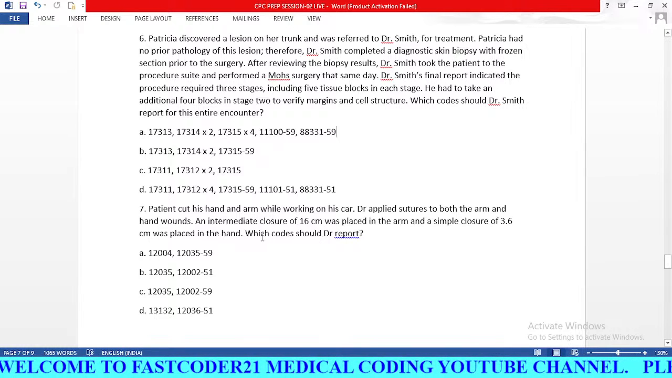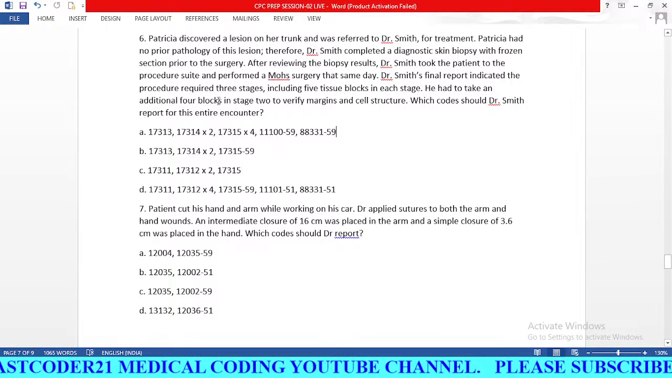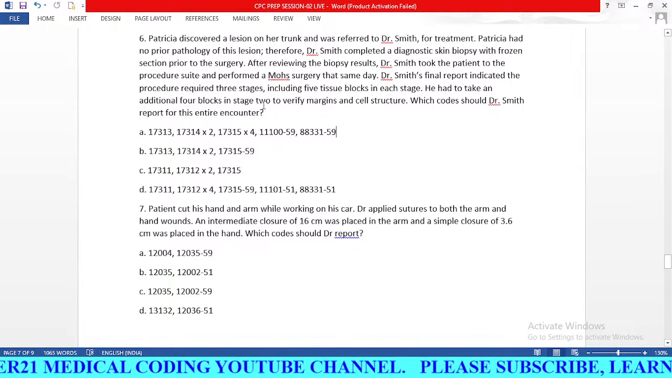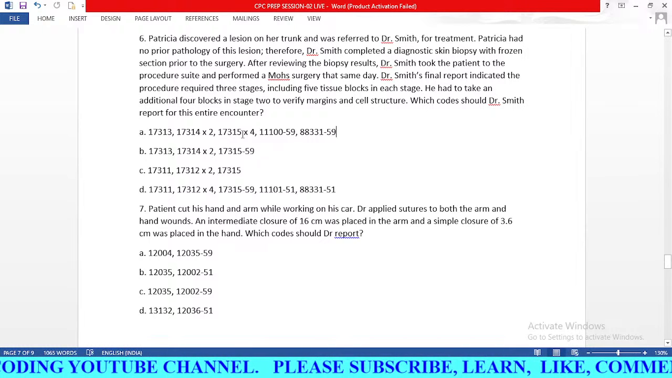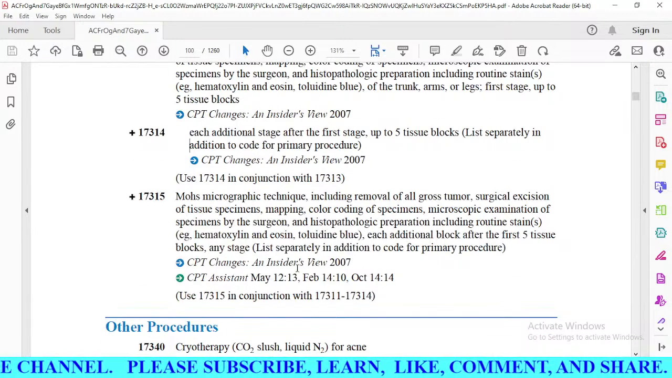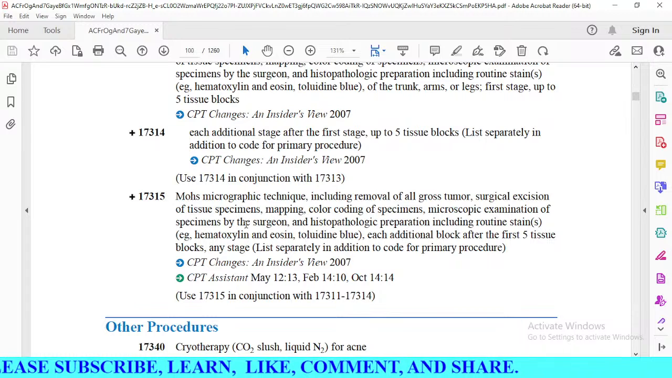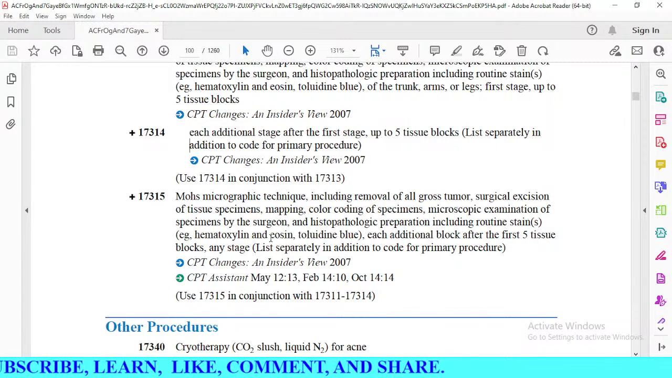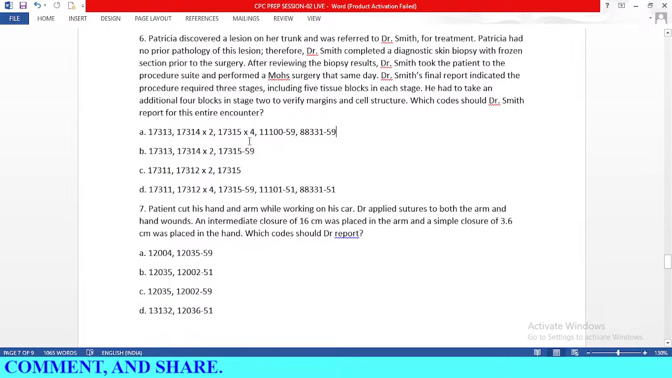So next we got 4 blocks in stage 2 to verify the margin. So we need to check 17315. Based on the code description, 17315 is for each additional stage after the first stage. So this is any stage and we have 4 blocks. So here we need to code 17315 times 4.